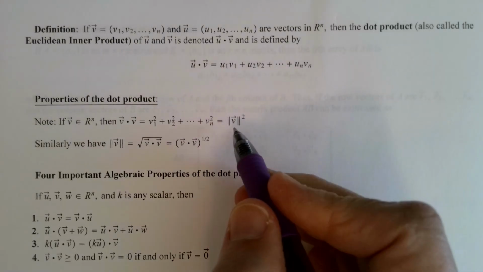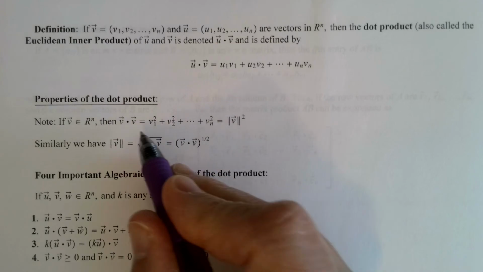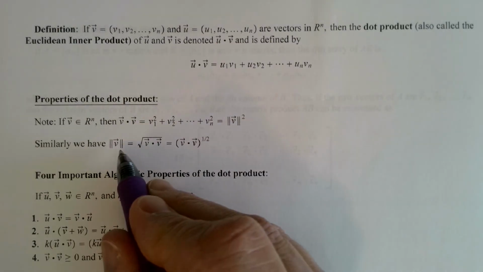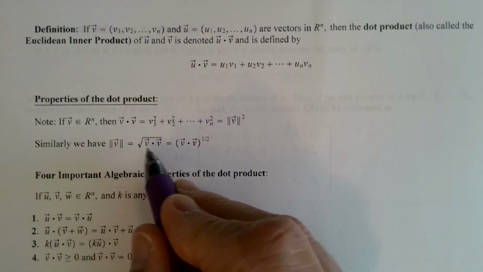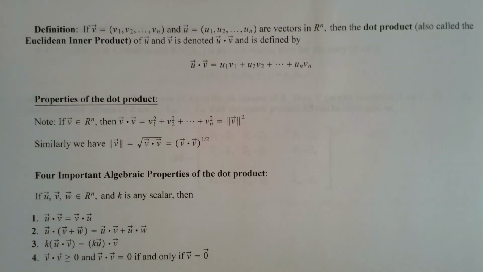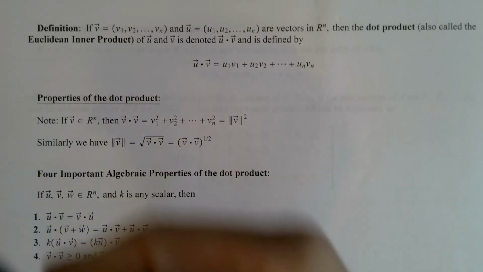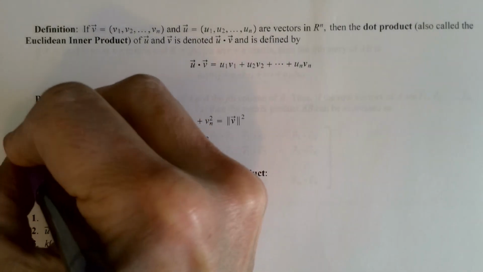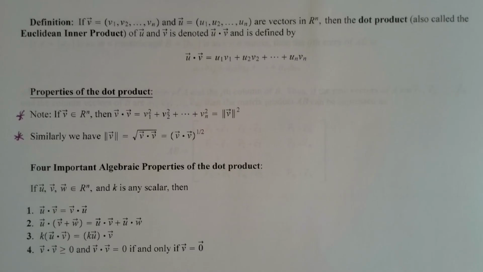In fact, we can go the other way. If I want to do the norm in terms of the dot product, what do I do? Take the square root. And so the norm is equal to the square root of the dot product, or this to the 1/2 power, right, is the square root. So there are very important relationships that we will use from time to time.